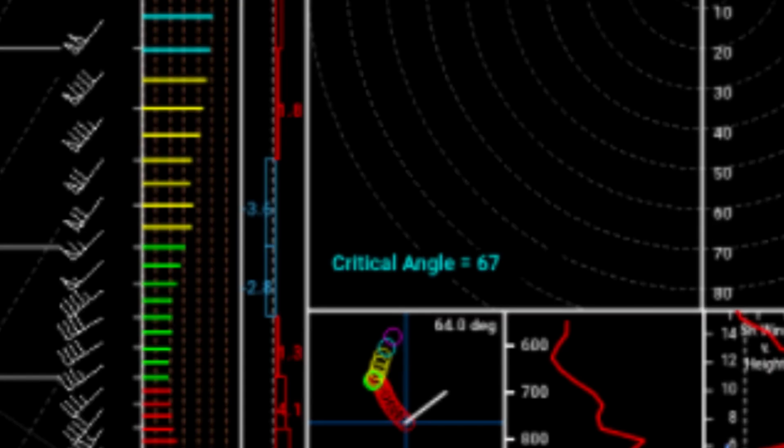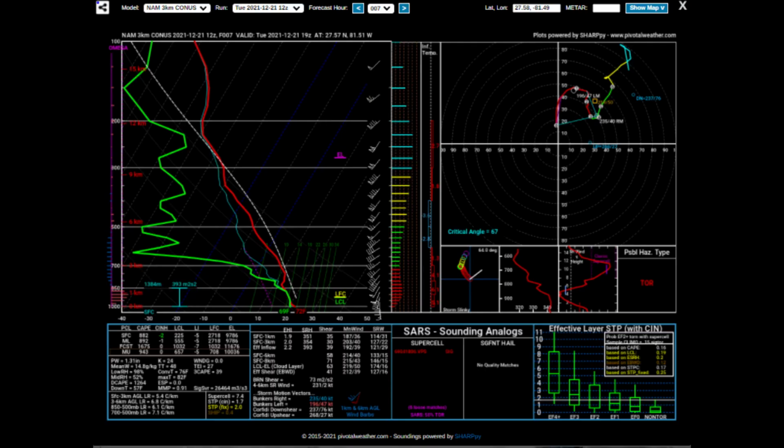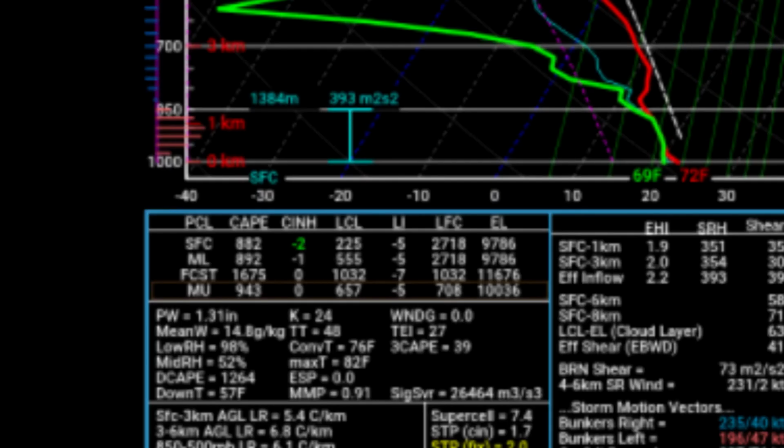If you look just below the hodograph, you can see something called the critical angle. The critical angle shows how sharp the hodograph is. Right now, it says critical angle 69, which is good for a tornadic environment. Now let's look toward the bottom of the Skewt chart. There is a list of items: CAPE, CIN, LCL, LI and LFC. CAPE is short for convective available potential energy, and it shows how unstable the atmosphere is. In this example, it shows 882 CAPE, which is not a lot but it's decent.